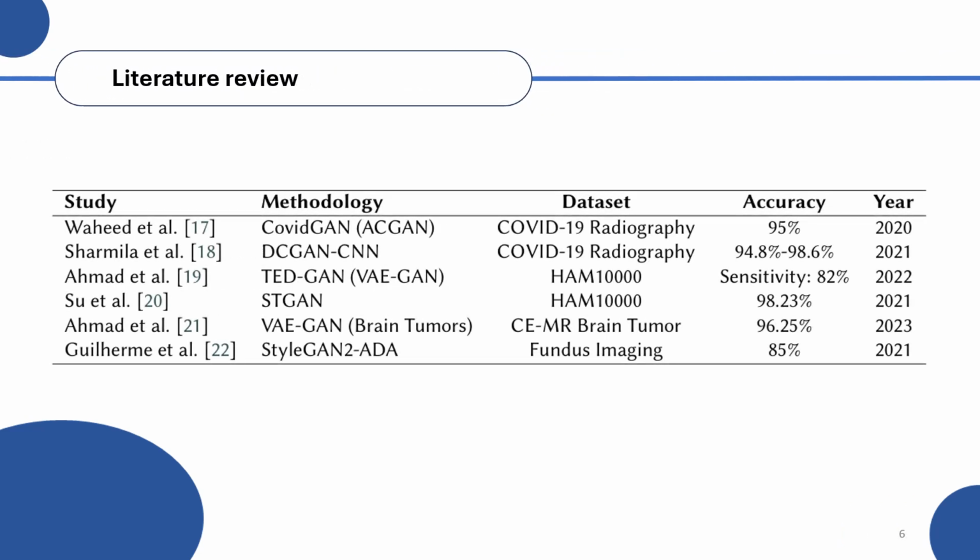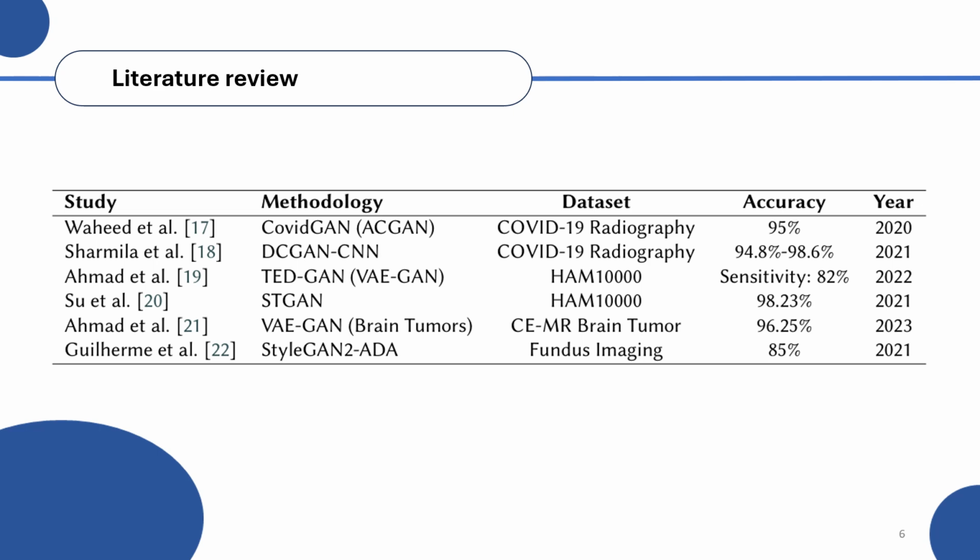We conducted a literature review to analyze existing works on synthetic image generation using GANs for the COVID-19 and HAM 10,000 datasets. In the articles by Abdul Wahab and Sharmila, both studies focused on the COVID-19 radiography and COVID chest X-ray datasets. In the first article, they developed a model called COVID-GAN based on the auxiliary classifier GAN, AC-GAN, to generate images of size 112 pixels. In the second article, they combined DC-GAN with CNNs to generate images of size 256 pixels.